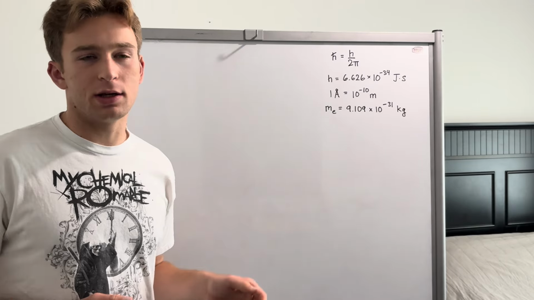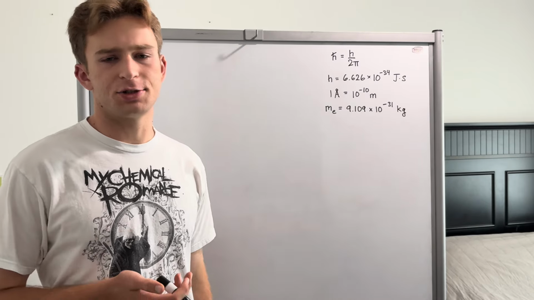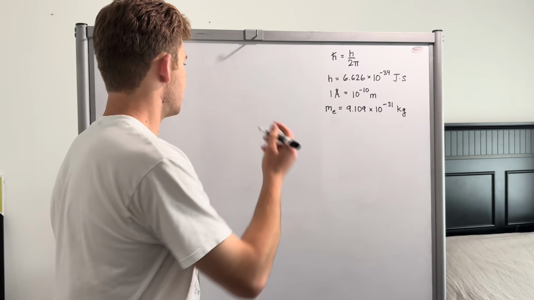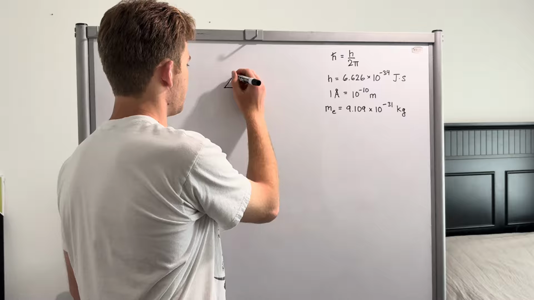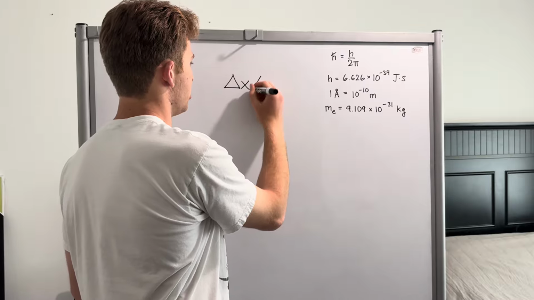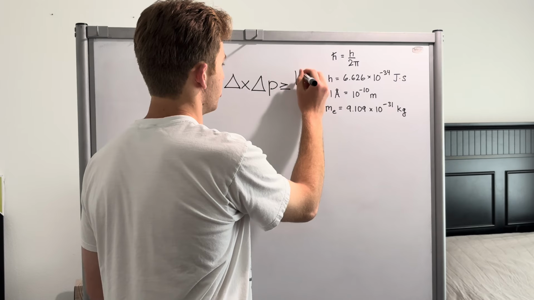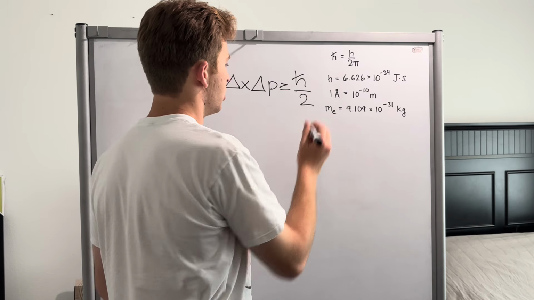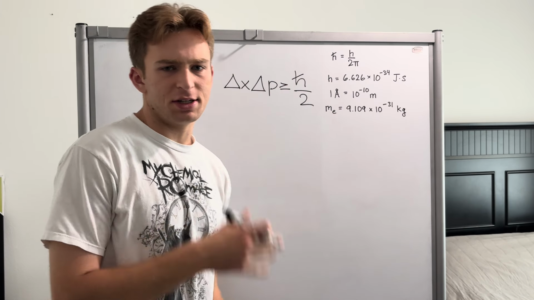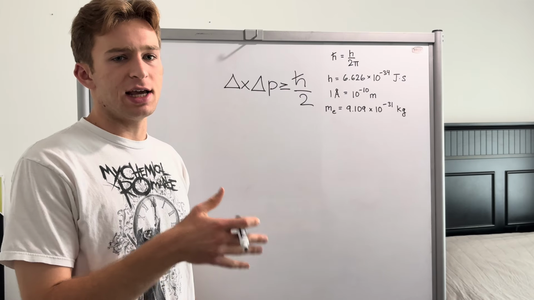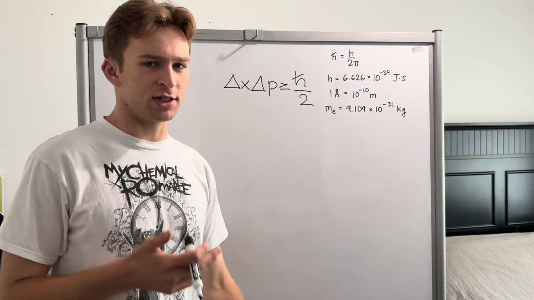Today I'm going to be doing a practice problem, and it's related to the Heisenberg uncertainty principle. Now, what that is, I'll write out the equation for it right here. Delta x times delta p is greater than or equal to h bar over 2. Now, these delta x's and delta p's, what do those really mean? They're just uncertainty in position and momentum, respectively.